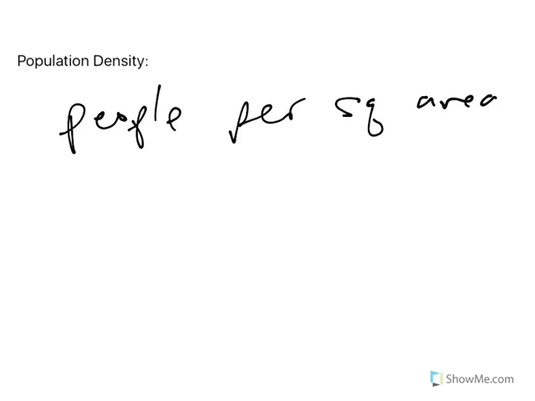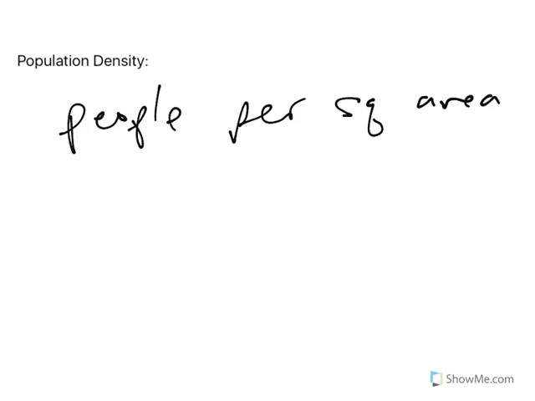Population density is kind of a per capita type problem, but it's really just a rate per one, because when you're talking about population density, you're not talking about per people, even though this is a population problem. We're talking about people per square area. That can be square feet, square miles, square meters, square anything.